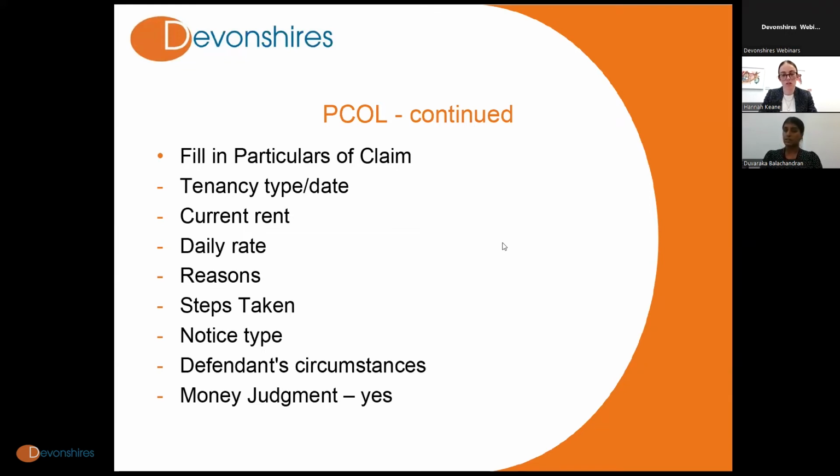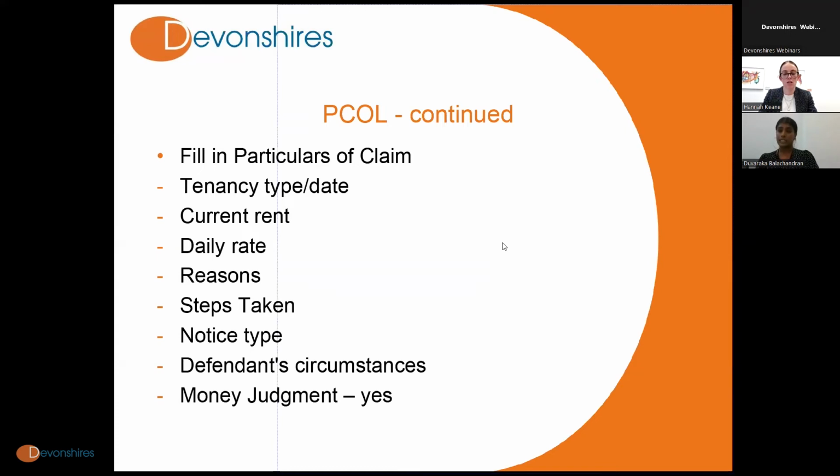Again, it's very crucial that you also tick the money judgment option, so that when you do obtain the possession order, again, I'll touch upon that later, you get a money judgment for the sum of arrears owed. One more thing that you should also fill in is the payment details.